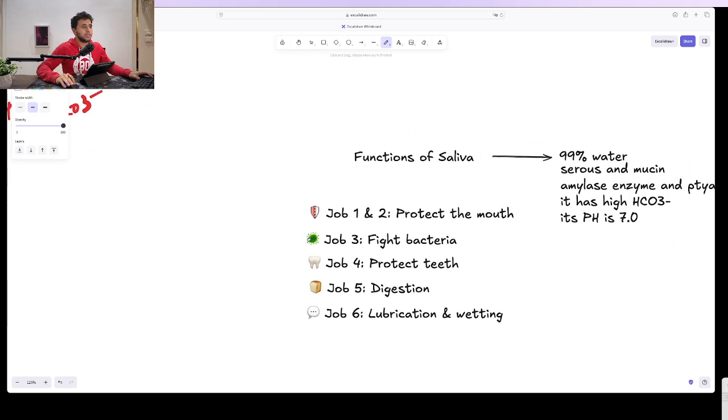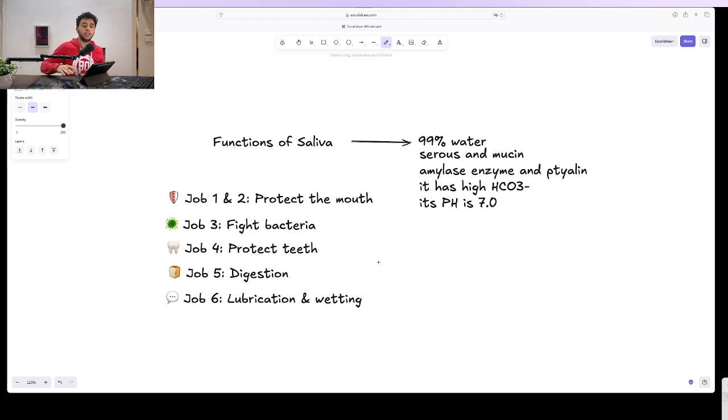Now we're going to talk about the functions, and in order to remember the functions of the saliva, we need to remember its specific characteristics, so it will make it easier for us to understand and remember all the functions. So there are essentially 6 functions. The first 2 are to protect the mouth, because the saliva is mostly water and has a pH of 7. In this case, water will cool any hot food. This is the first one to protect the mouth.